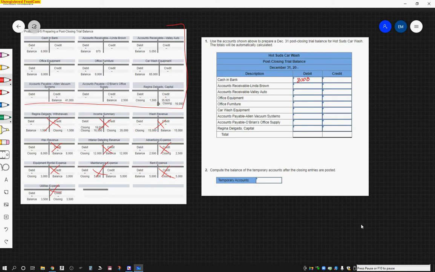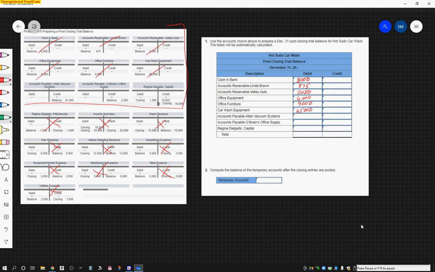And the receivables for Brown is $875. Receivables for auto is $5,050. Equipment is going to be $6,000. Furniture is going to be $9,000. And more equipment, we have $65,000.